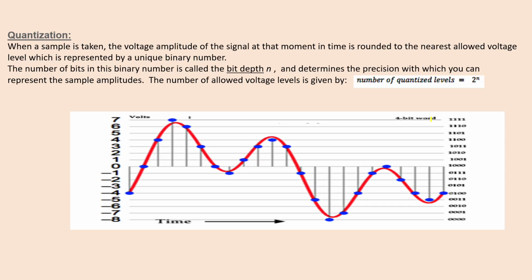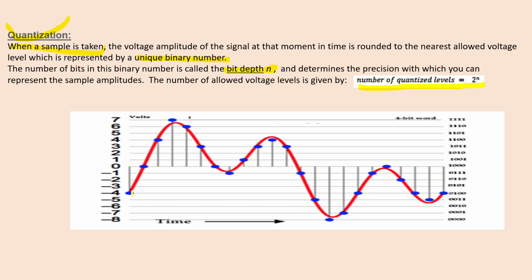Now another term is quantization. When the sample is taken, the voltage amplitude of a signal at a moment in time is rounded to the nearest allowed voltage level, which is represented by a unique binary number. And this binary number is called the bit depth n. This determines the precision with which you can represent the sample amplitude, and this can be written as 2 to the power n. This is the bit depth.